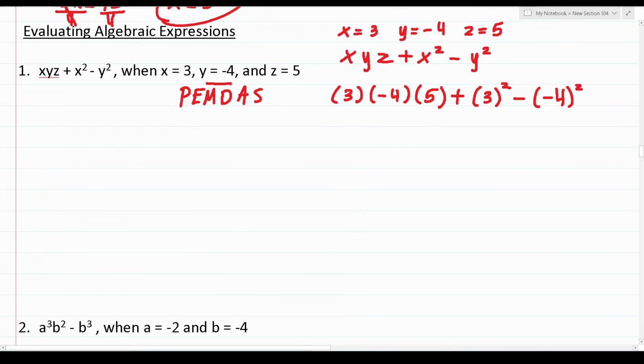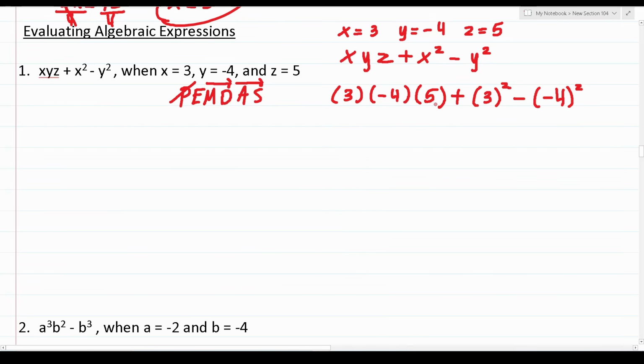Then you work on multiplication and division as they appear in your expression from left to right. That is to say, they're treated as equals, so you work them out from left to right. And then finally, you take care of addition and subtraction as they appear in your expression from left to right. Again, we treat those as equals. And if we scan our expression here, you can see that nothing's in parentheses to work out. So we'll go ahead and cross that out.